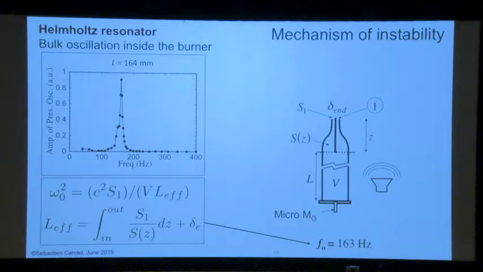So now, again, we have a Helmholtz resonator. This is its response, and this is the typical resonance, angular resonance frequency squared. This effective length of the throat of the resonator is here. We can obtain that using a loudspeaker and the microphone, and you plot the response, and you have a response like that, and you can see that it has a certain damping.